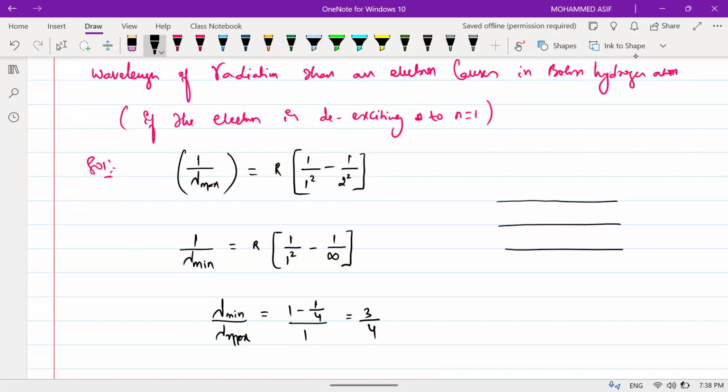These are the different energy levels. N is equal to 1, N is equal to 2. Suppose it comes from 2 to 1, this will become for me the maxima. If it is coming from infinity to 1, this will become for me the minima always. Am I clear?